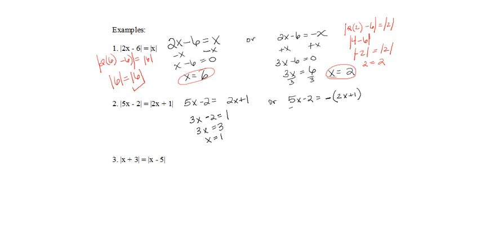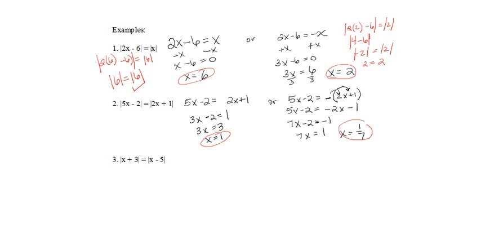My second equation, my first step, is I have to distribute this negative on the right side of the equation to make it negative 2x minus 1. So now my next step is to add 2x to each side, so I get 7x minus 2 equals negative 1. And now when I add the 2 to each side, I get 7x equals 1. So we know x equals 1 over 7. So those are my two answers. You can go back, plug them in, and always double check your answer.